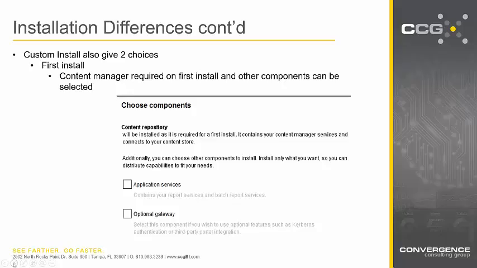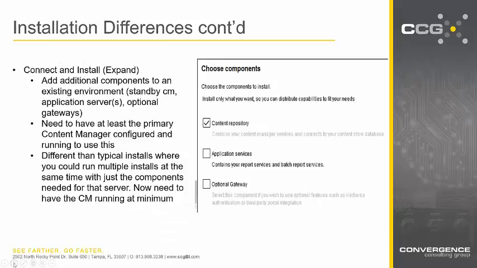So like in that architecture slide I had at the beginning, where we had 4 application servers, 1 content manager, and we also had a standby content manager. One of the app servers was a standby content manager as well. Using this version, I wouldn't select anything here. I would just go ahead and install the content manager on that particular machine. And then when it came to the other machines, I would use the connect and install.